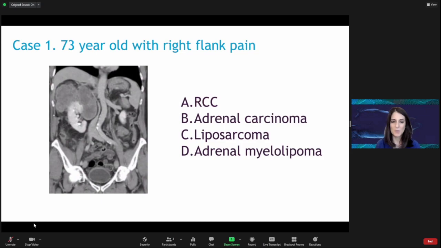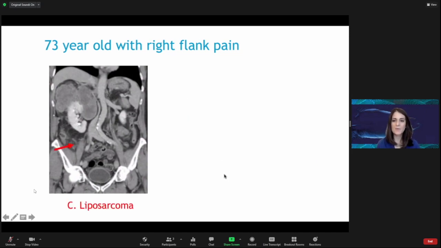So have you spotted what it is that clinches the diagnosis for us? Most of you have said that you think it is an adrenal carcinoma, and I can absolutely see why you would have said that, because we've got a suprarenal mass. But actually, some of you got it right and spotted the abnormal fat below the kidney. So this is a liposarcoma.